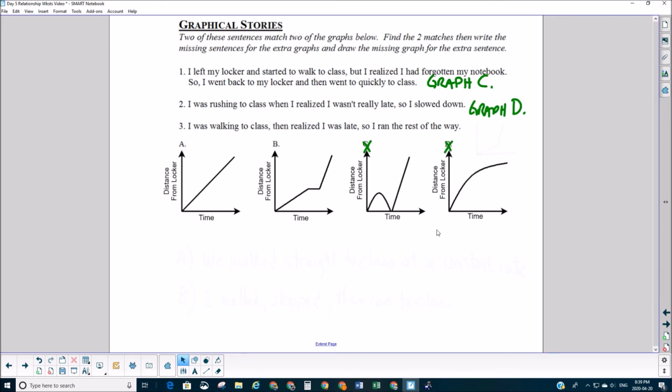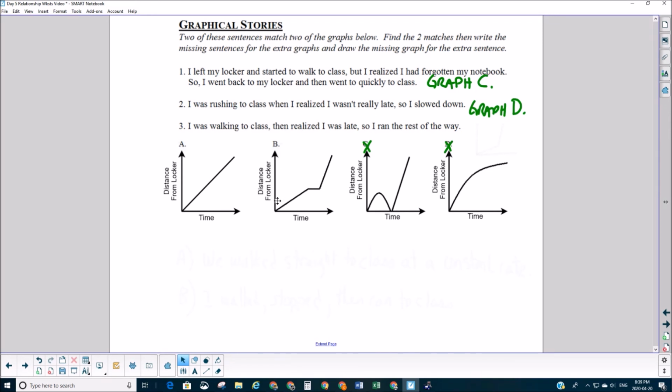All right, so we've already found the 2 matches. That means the third one doesn't have a match, and these 2 need stories. So let's talk about this. I was walking to class and realized I was late, so I ran the rest of the way. That could be this, but I think this story here actually has someone stop.